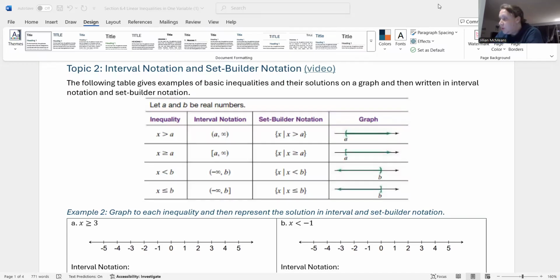For topic two, we're going to look at interval notation and set builder notation. These are two different ways that you can represent the solution to a linear inequality in one variable. So we've already talked about the graphs, okay? Set builder notation and interval notation, not bad.